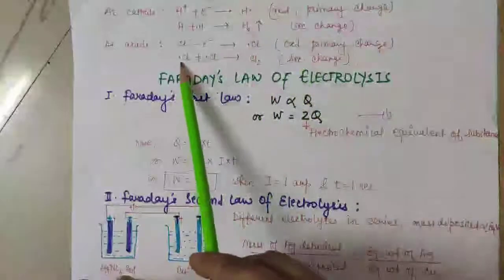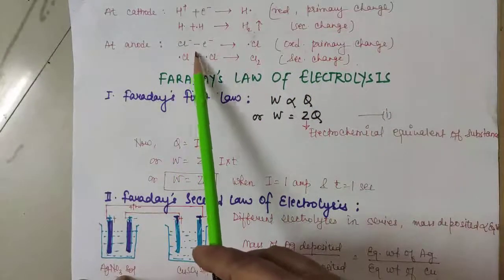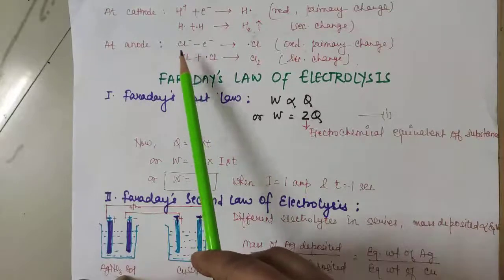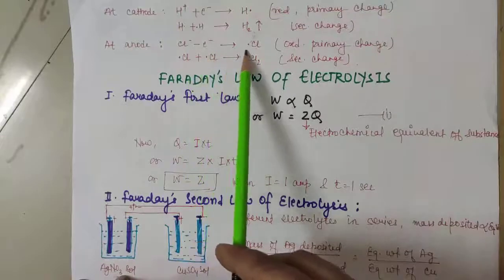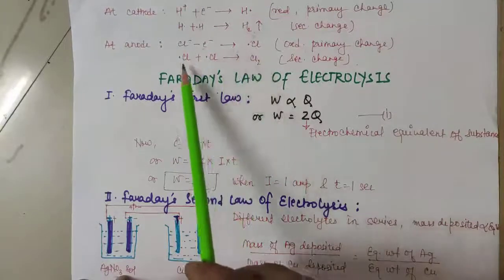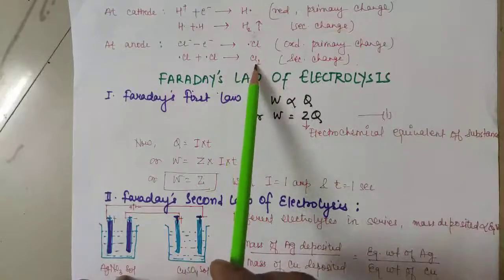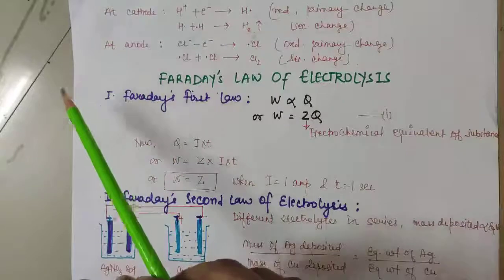Again, comparing chloride ion and hydroxide ion, chloride ion has low discharge potential and will get oxidized first. So chloride ion will lose an electron to form chlorine atom. Two chlorine atoms will combine and form chlorine gas at the anode.